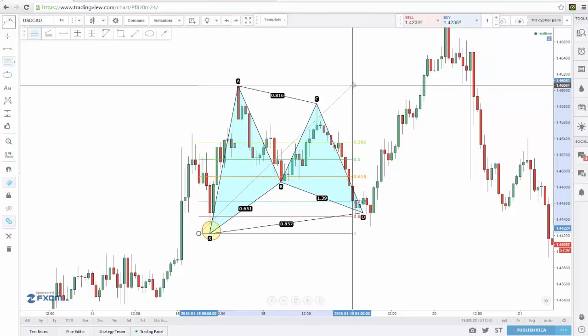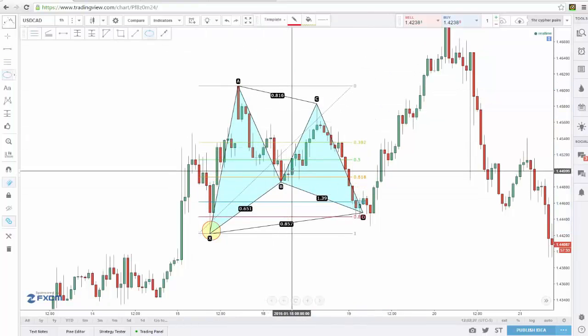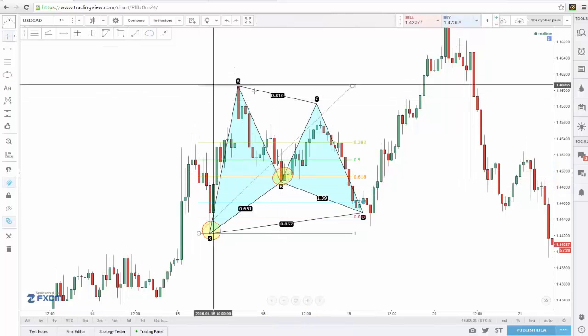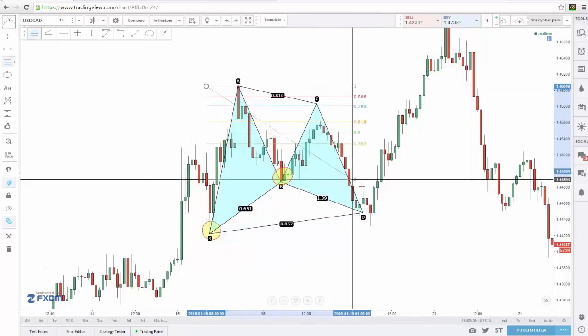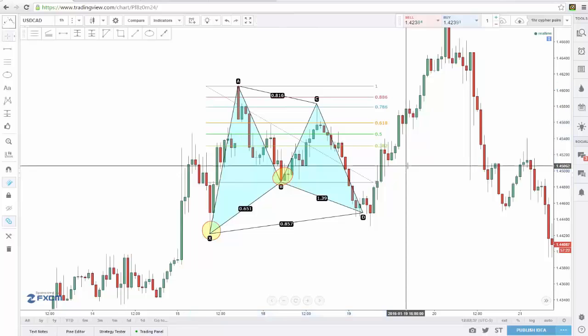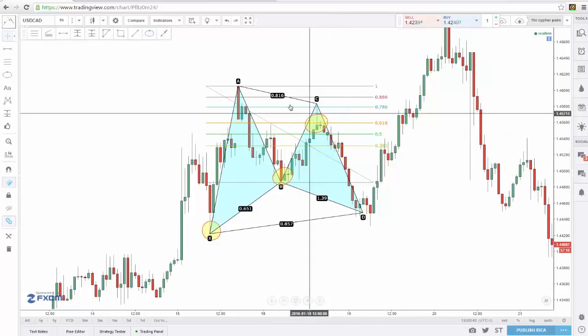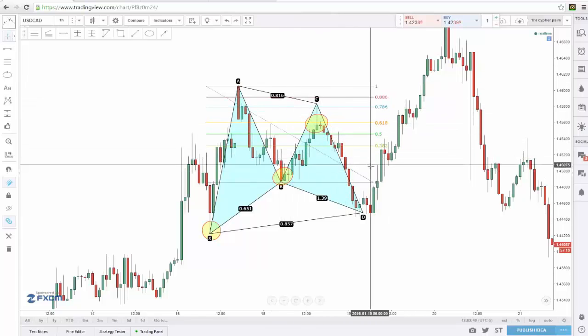From X to A, we want a 618 retracement, and we got that right here. Now then, from A down to B, we also want a 618 retracement, and we got that right here, and we did not break above our most previous swing high, our A leg. We did not break above it, so we know this is still a valid pattern.